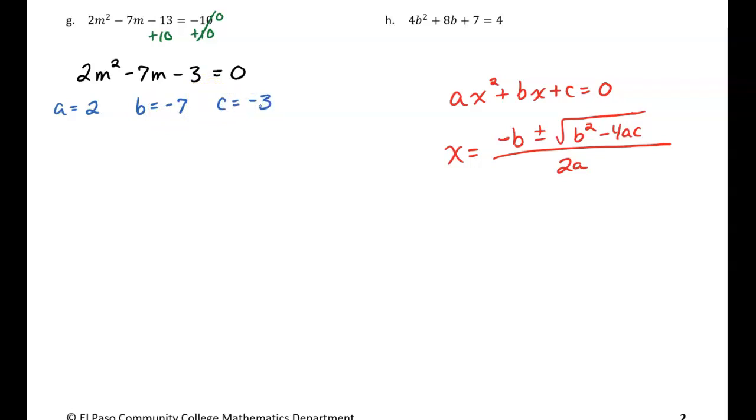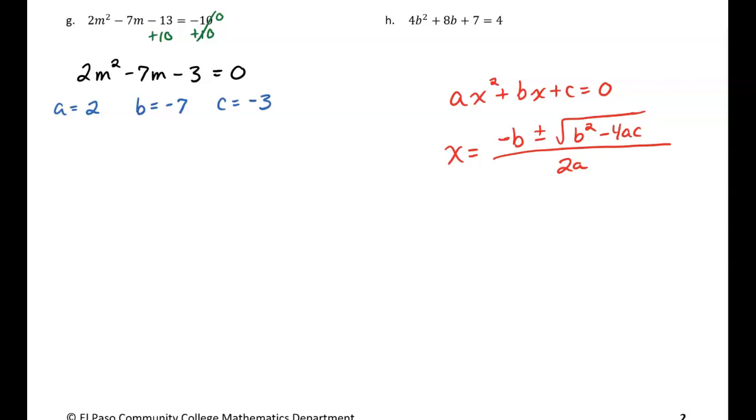Now keep in mind where we're getting these, right? The a is with the squared part. The b is with the linear term, the m to the first power in this case. And the c is just the number that doesn't have a variable. It's the constant of that quadratic equation.